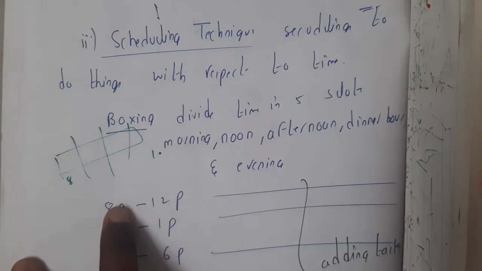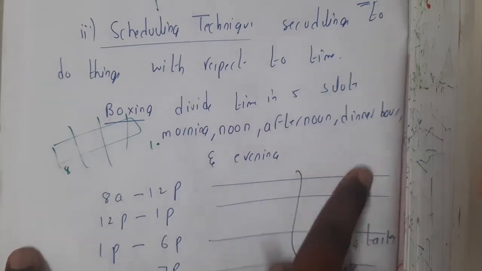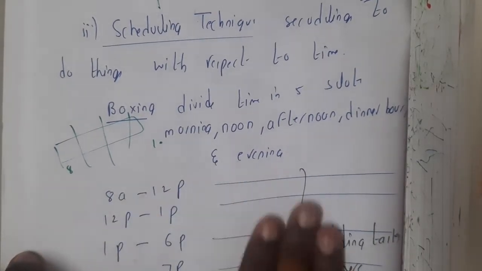Here you will be adding the tasks. So from 8 to 10, I need to play some games, I need to read this book, I need to read that topic, in that way, right? So that comes under the scheduling techniques in boxing.